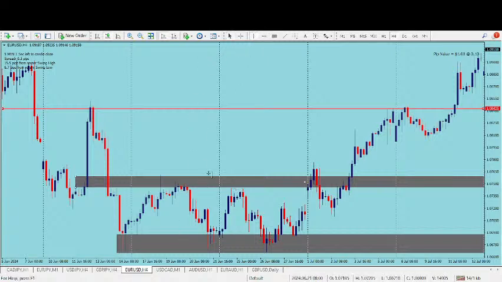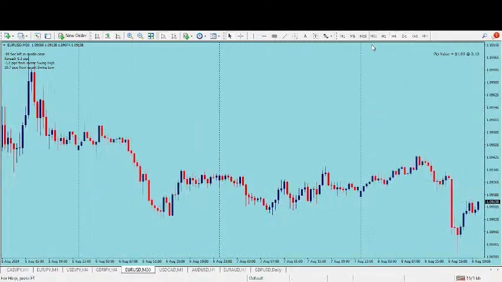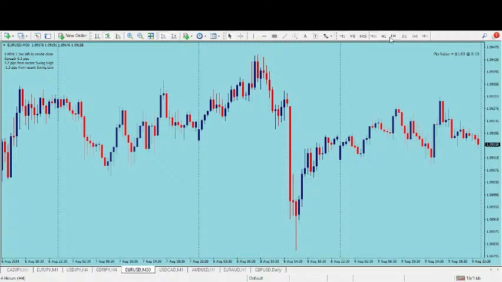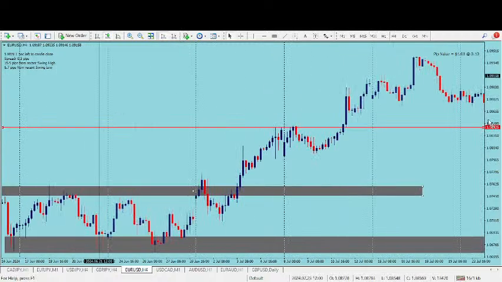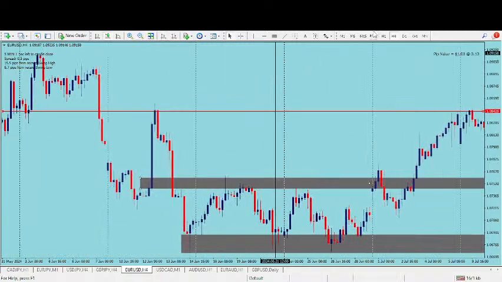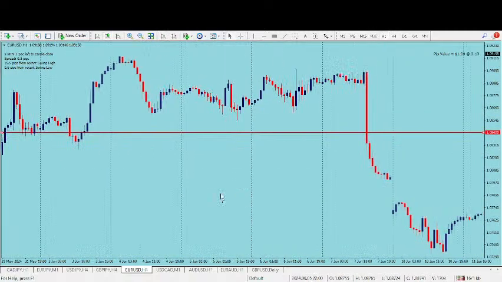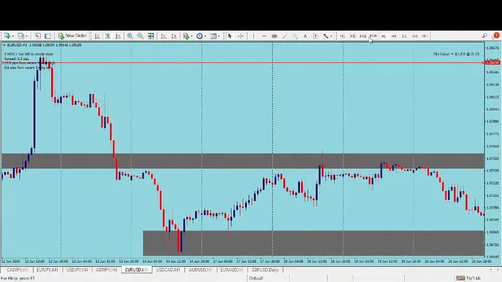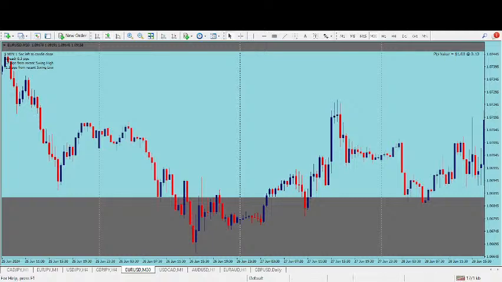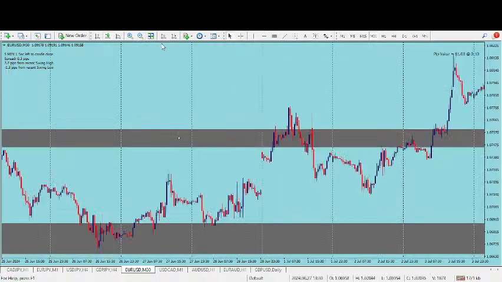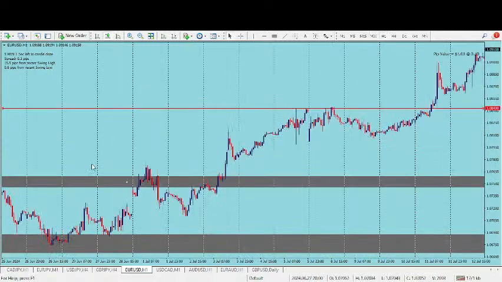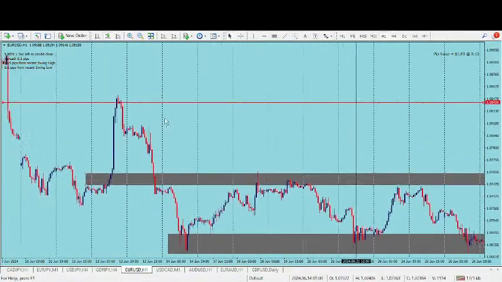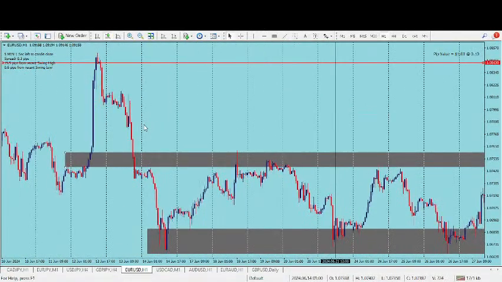So let us analyze it more. We are on 4 hours. Let us go to 30 minutes, so that we minimize our loss. Okay, look at the area. That is not giving us all the candles. Okay, look at it here now.